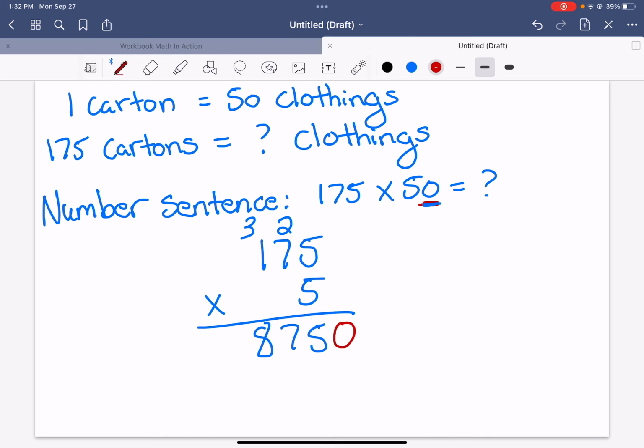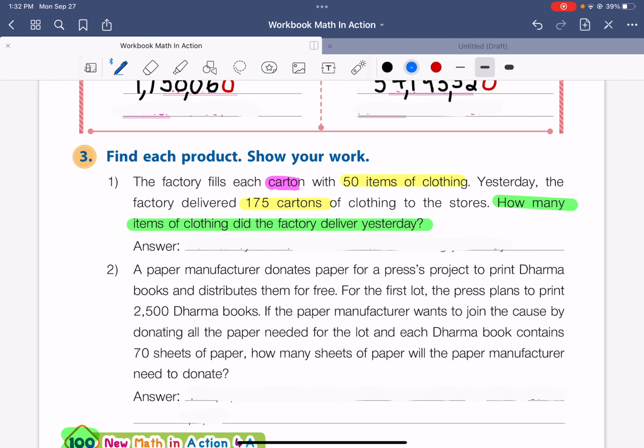Add back the 0. We get 8,750. So we're going to write 8,750 items of clothing. Okay.